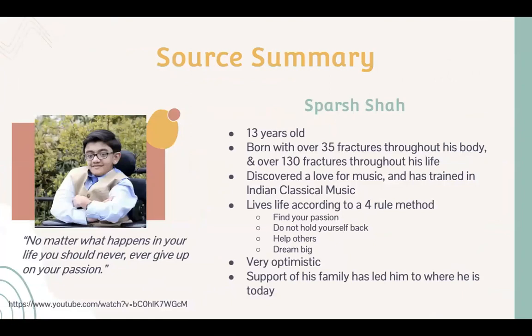The first source summary that I did was on Sparsh Shah. He's 13 years old. At the time of doing his TED Talk, he was born with over 35 fractures throughout his body and has accrued over 130 fractures within his life. So he discovered a love for music and has trained in Indian classical music.